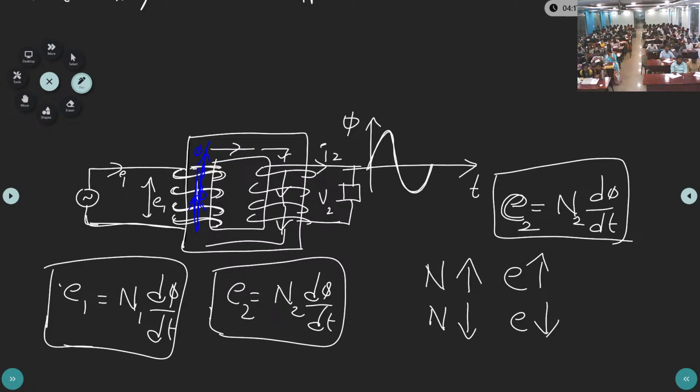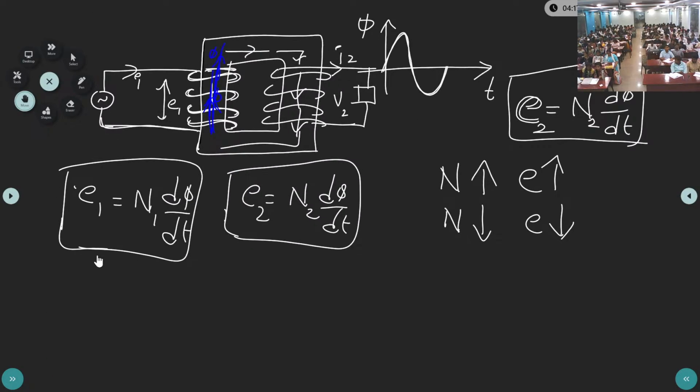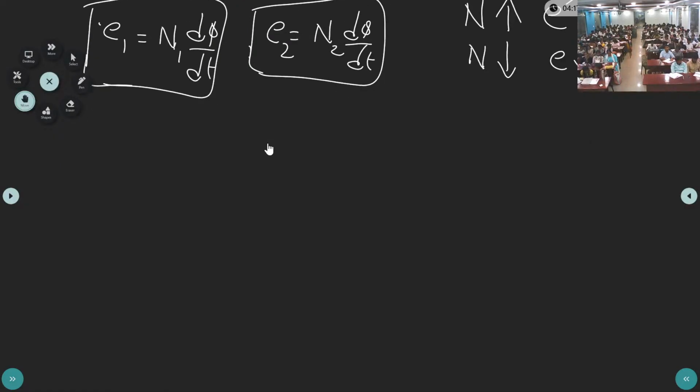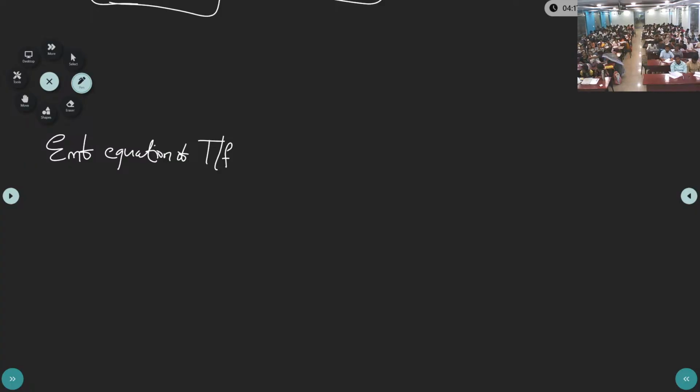This is the principal formula. But how can you know how much magnitude we are having? EMF equation of the transformer.